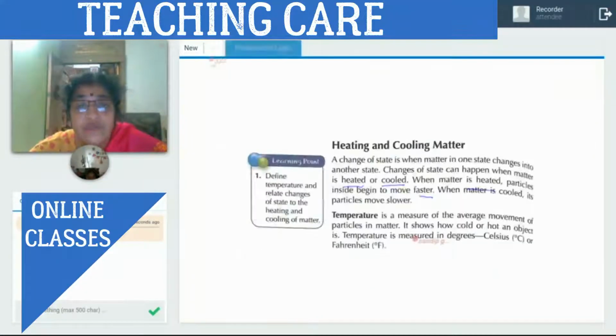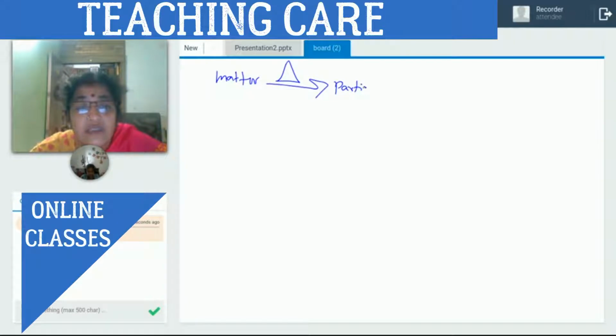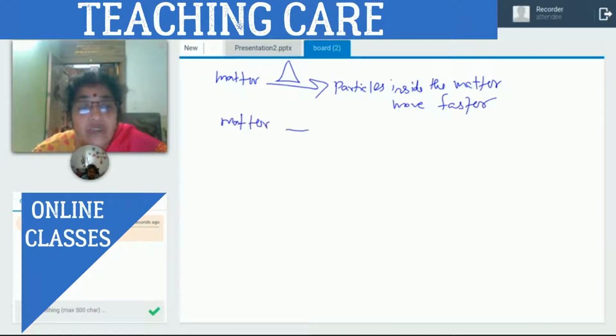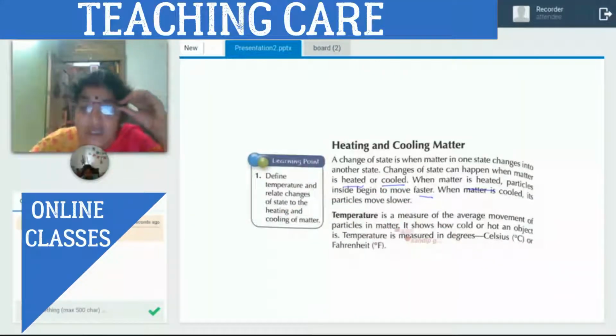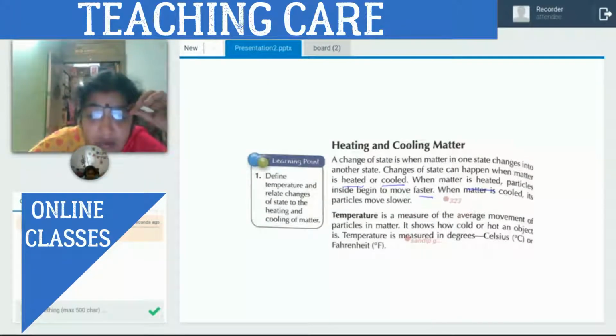So when matter is heated, you can give this symbol. This is you heating it. When matter is heated, particles inside the matter move faster. But if you cool it, particles move slower. Next, we will see some examples. Then you can understand how the particles move faster and slower.